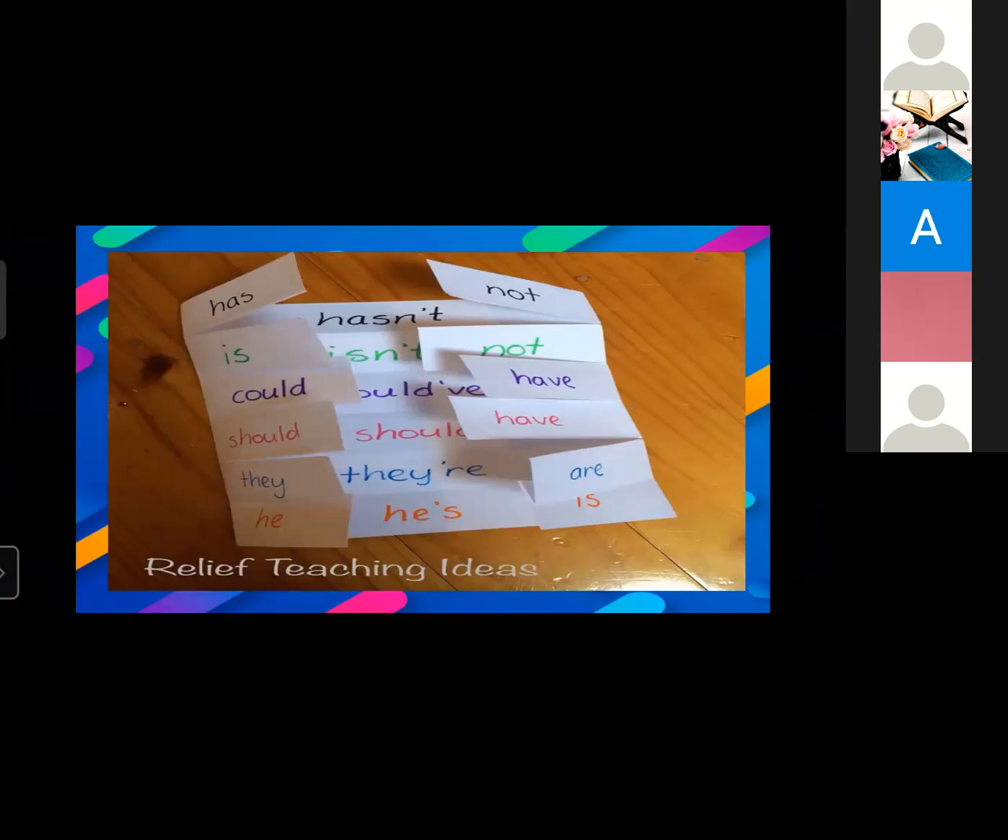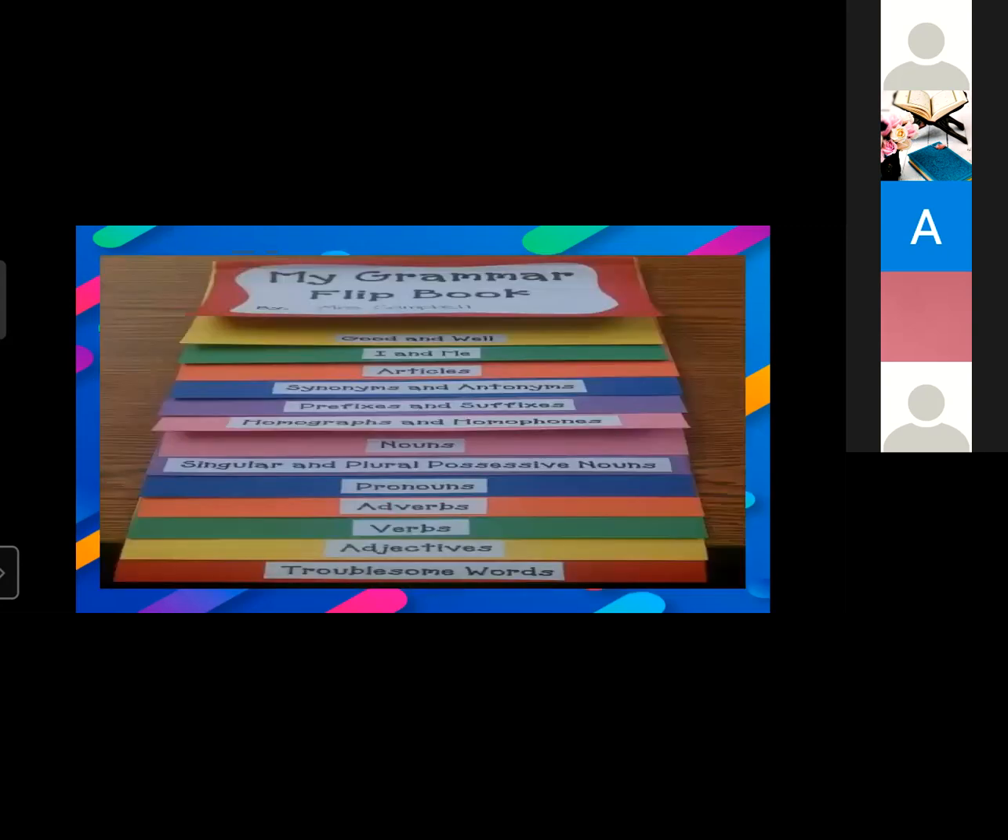You can divide your class into groups and ask them, for example, to make an activity about the contractions. Maybe the present continuous, I, in the middle, am, in the third part, reading, maybe he, and so on. Okay, this is a flip book also. You can ask your learners after each rule to make a flip book about present simple, present continuous, or prepositions by drawing some pictures and so on.